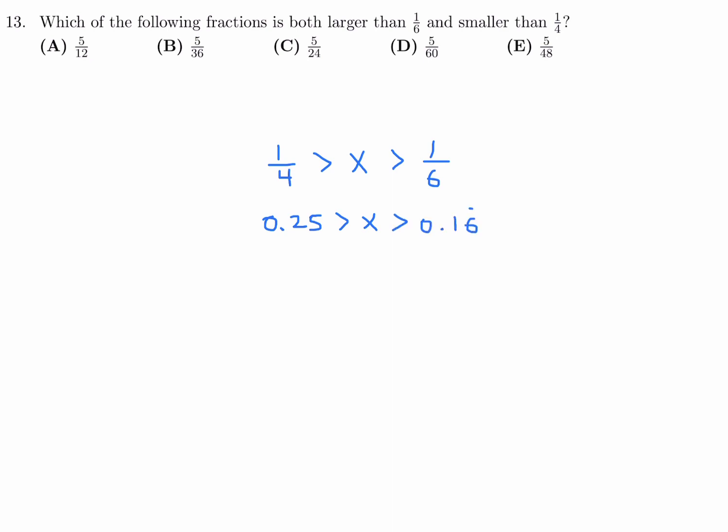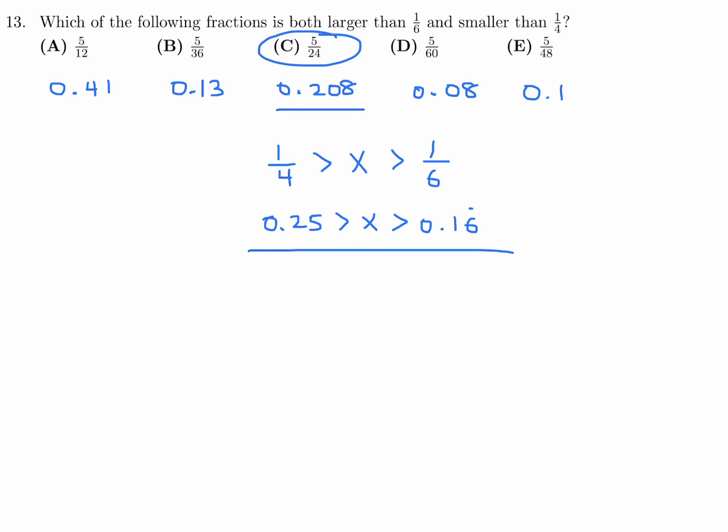Okay, this again, 0.41 in decimal format, 0.13 approximately, 0.208, 0.08, and 0.1 approximately. So which one of these is in this range? Well, take a look and tell me. Number 13, the answer is C, 0.28.